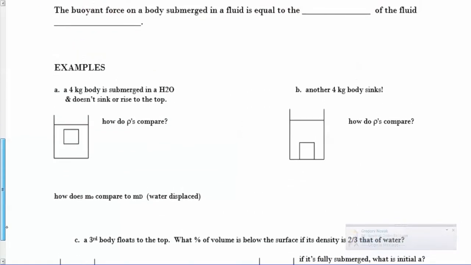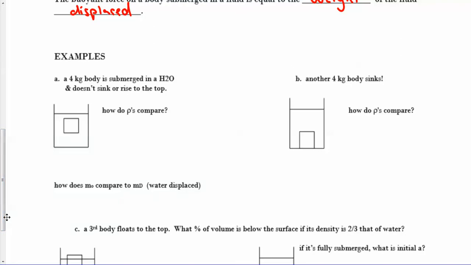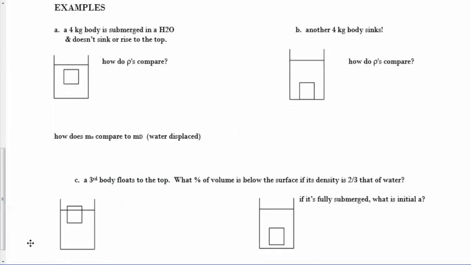All right, so let's look at two examples here, and then we will work out the other one, part C, in class. It says a 4-kilogram body is submerged in H2O and doesn't sink or rise to the top. That means its velocity is 0, which means the sum of the forces must also be equal to 0. So I have a downward force of gravity, but I also have an upward buoyant force due to the difference in pressure. If it's not rising or sinking, those two are equal. So I'm going to start off with that statement, F_B is equal to F_G.